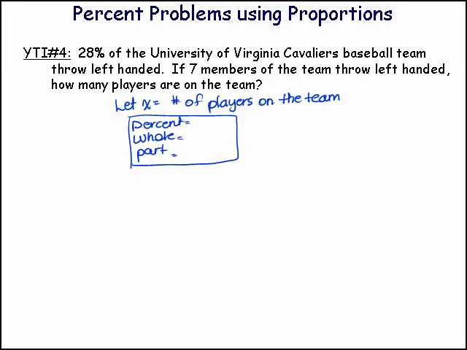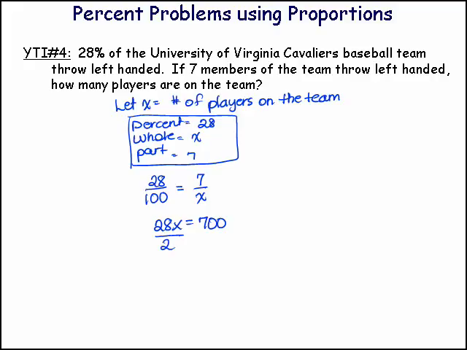So the percent is 28%. It says if 7 members of the team throw left-handed, how many players are on the team? So 7 is the part, and we don't know the whole. We want to know the whole, how many are on the whole team. So here's our equation then. 28 over 100 is equal to 7 over x. So what we wind up with is 28x, by cross multiplication, is equal to 700.